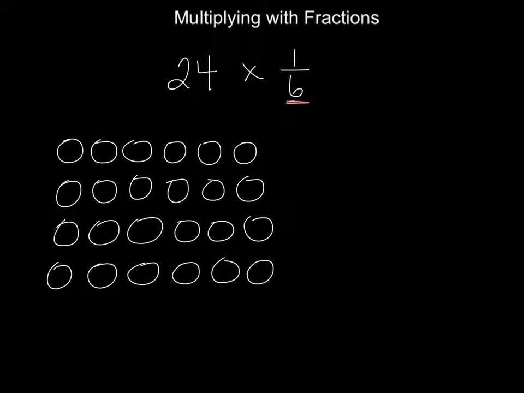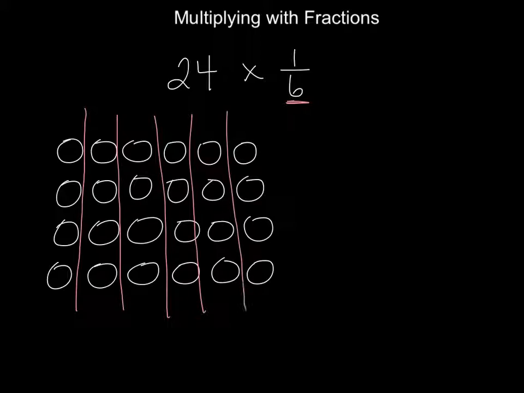So if I have 24 circles and I want to create 6 groups, I've broken them up into 6 groups: group 1, 2, 3, 4, 5, 6. So I now have 24 objects in 6 different groups. And the numerator tells me how many objects are in one group. So in this one group, there are 4 objects. So 24 times 1/6 is equal to 4.